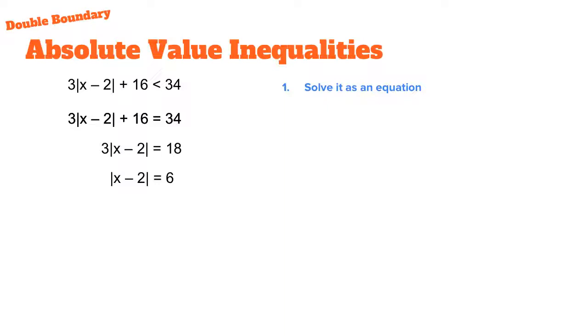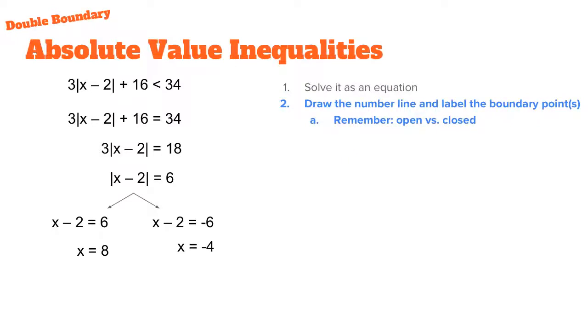At this point, that's where we can find our double boundary points, because we're going to set the inside of this, the x minus 2, which is inside the absolute value, equal to either 6 or equal to negative 6, because that would both make the absolute value work. So here we have x minus 2 equal to 6, and x minus 2 equal to negative 6. It's a great way to show your work as to how you're coming up with these boundaries. And so you have x equals 8 and x equals negative 4.